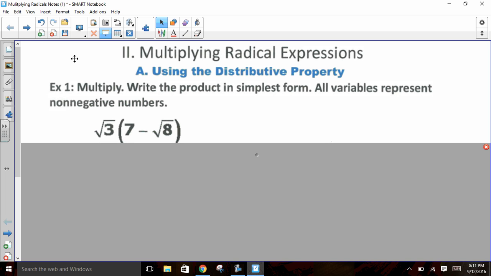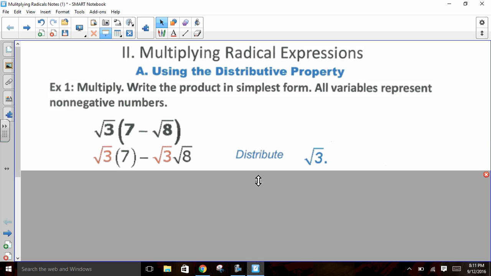So today I'm going to multiply some radicals. These radicals are going to get multiplied with whole numbers or constants and other radicals. So first, let's take a look at example number 1. I have the square root of 3 times 7 minus the square root of 8. What we're going to do is distribute that square root of 3 first.